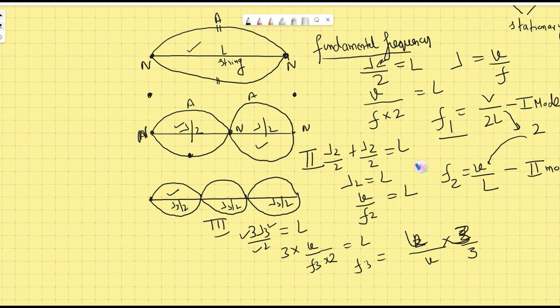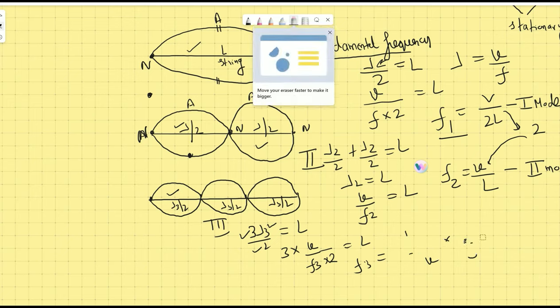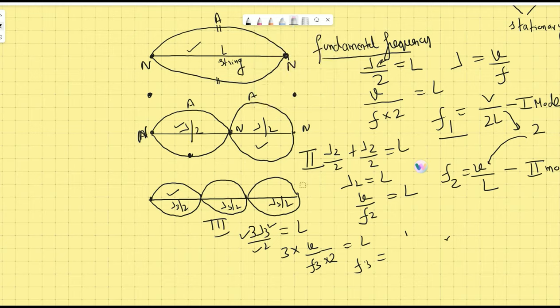A correction here. Let me just rub this off and correct it. All right. So this will become F3 is equal to 3V by 2L. So this is how much? 3 times the fundamental frequency F1.